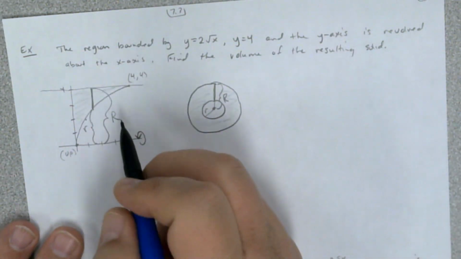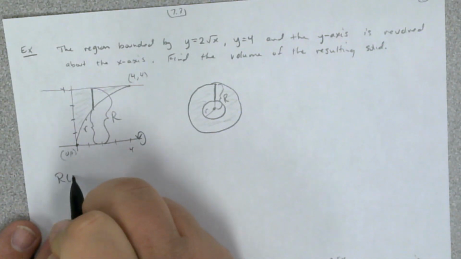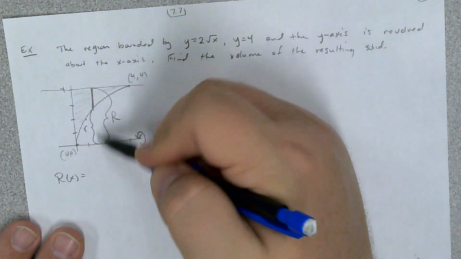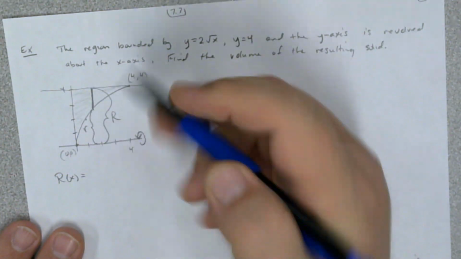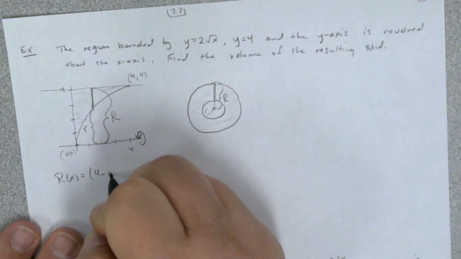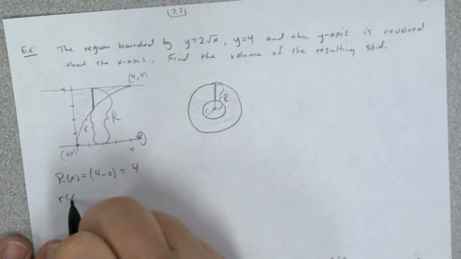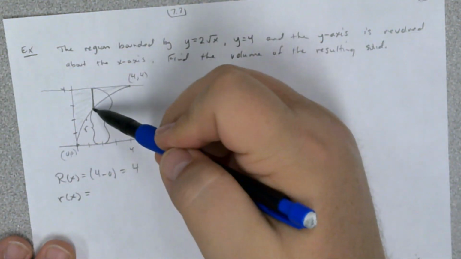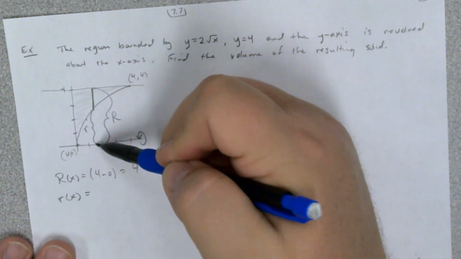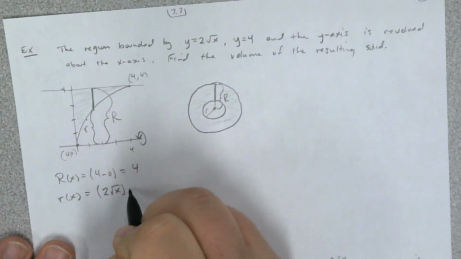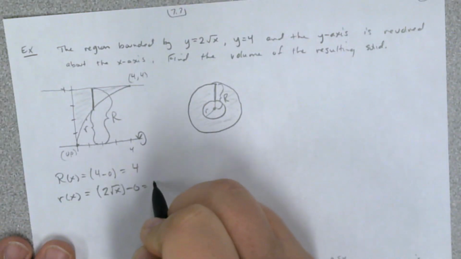Because I'm doing a dx, big R of x is this distance, so it is going to be 4 minus 0, or just 4. Little r of x is from here to here, so that's going to be 2 times the square root of x minus 0, which is just 2 times the square root of x.